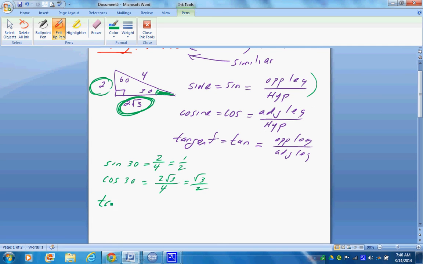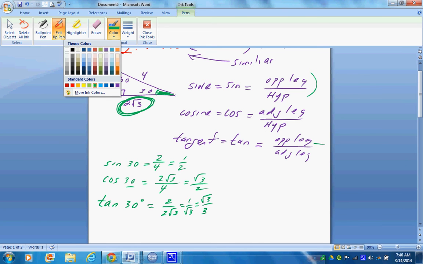What about my tangent of 30 degrees? Well, the tangent is defined as the opposite leg, so that's 2, over the adjacent leg, 2 radical 3, and that's going to be 1 over radical 3. I'll go ahead and rationalize that. I get radical 3 over 3.